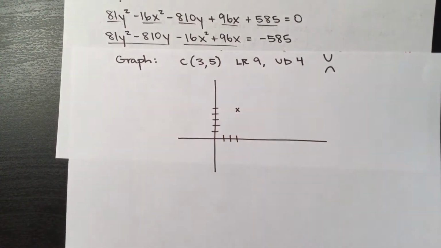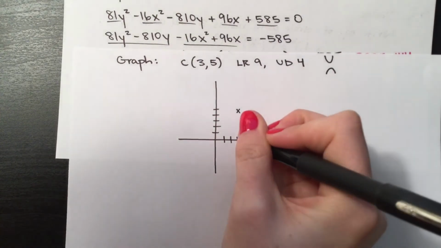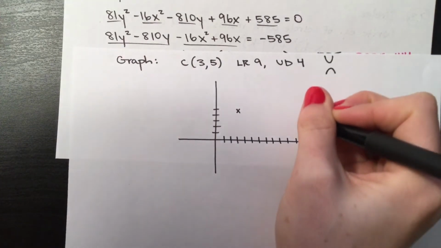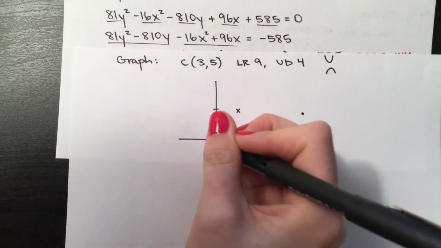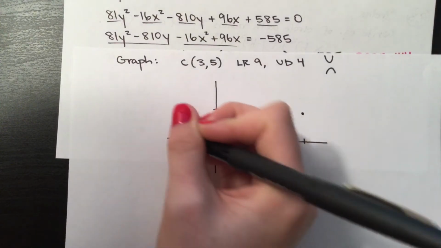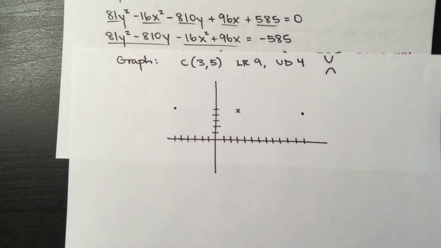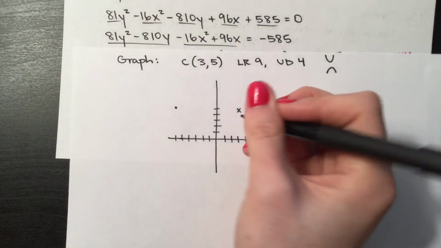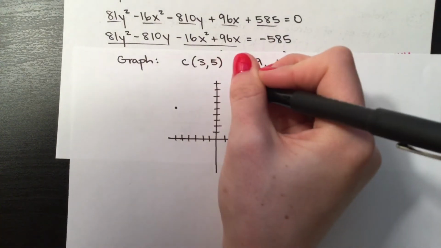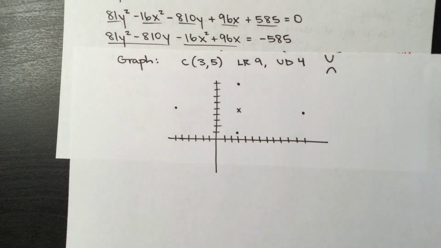So a little center there. So we're going to go left and right 9 units. One point right there, and a point right there. So that's left and right 9 units, and then up and down 4, right there.